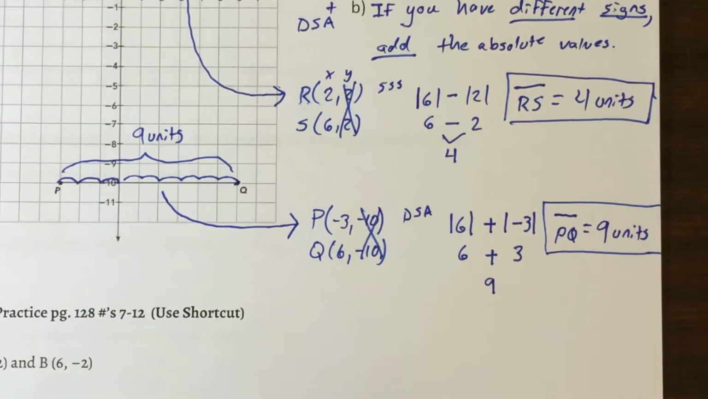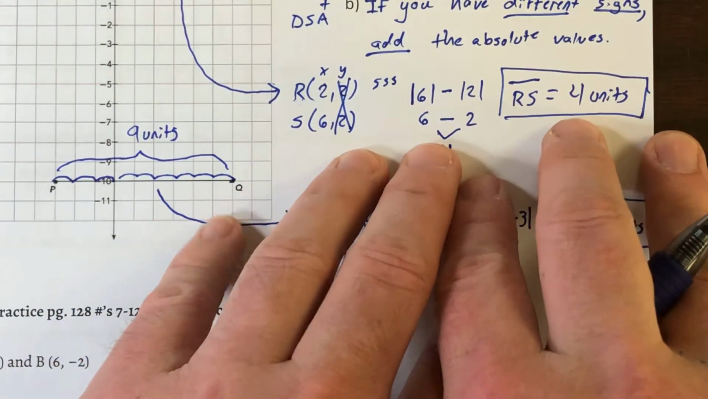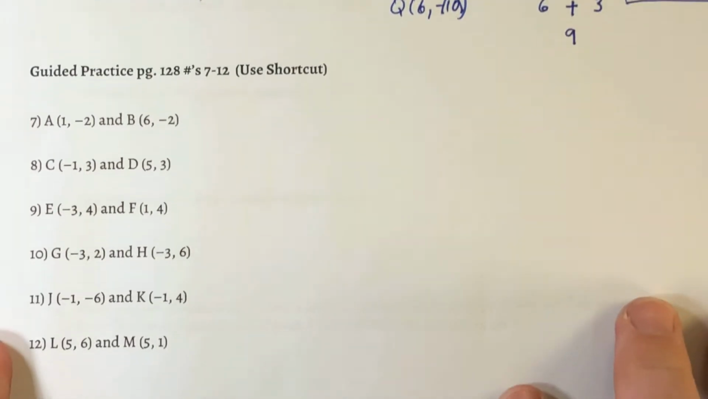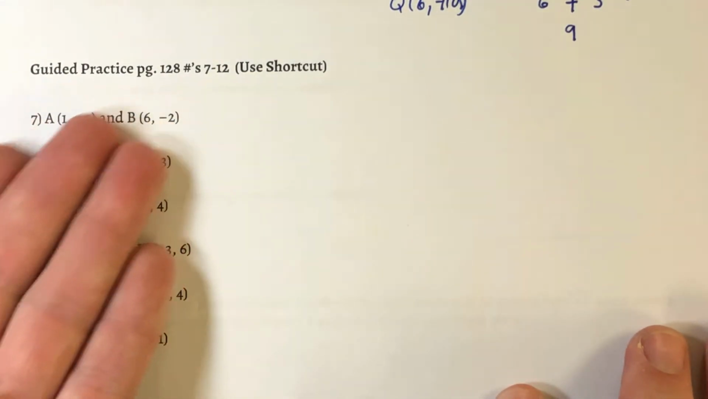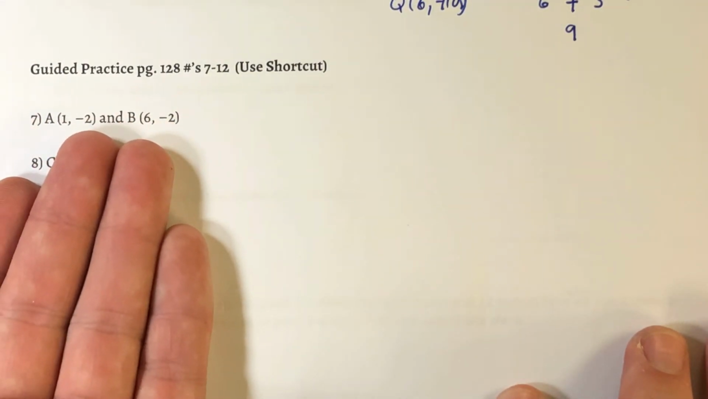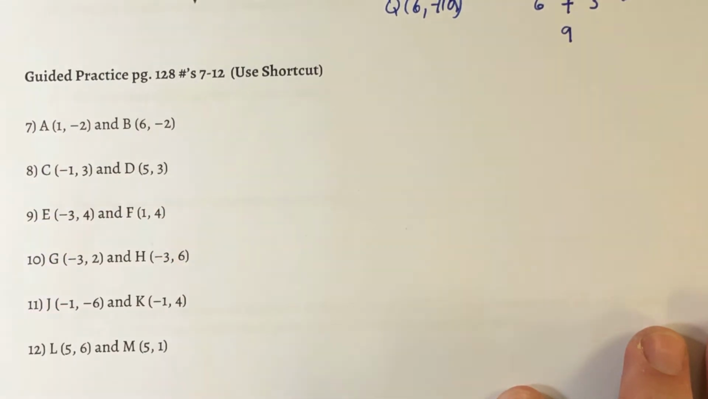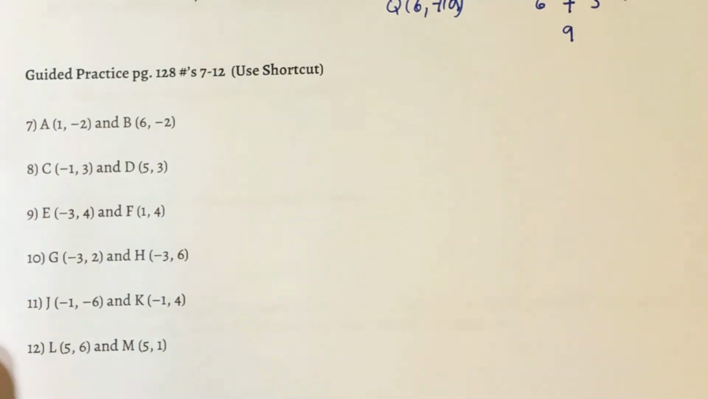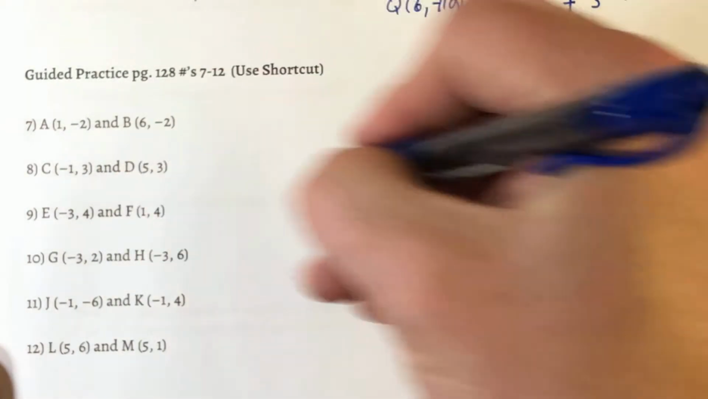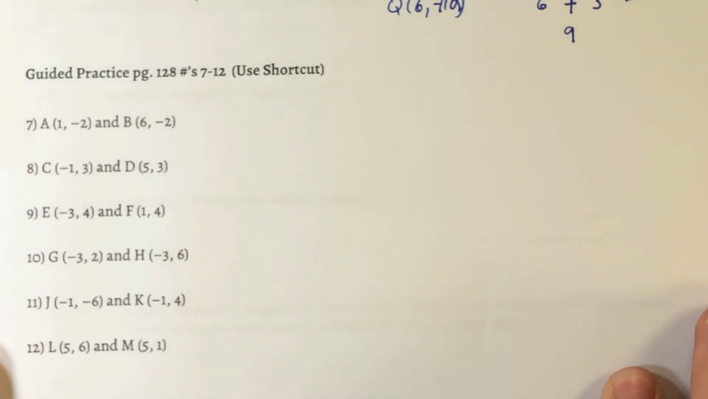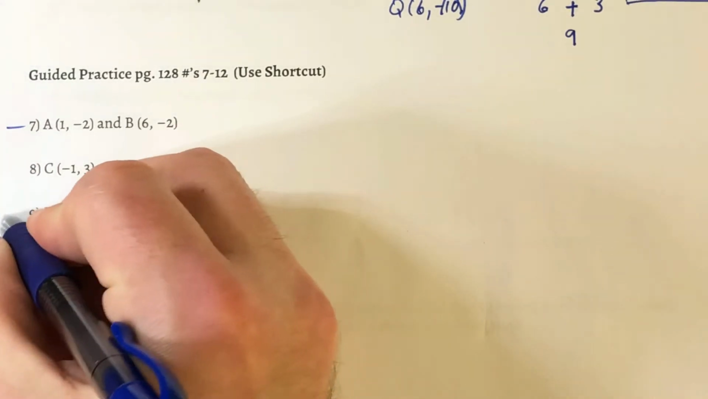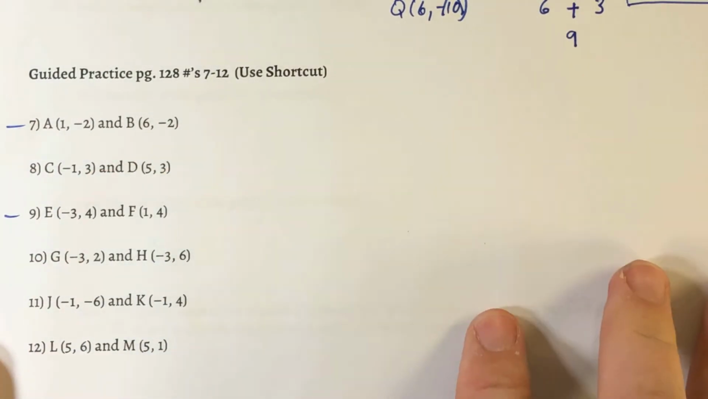Okay, so back to this. This is technically the shortcut, and this is why. Let's say you have a problem that says, find the length of these lines formed by these points. Do you really want to take the time to draw a coordinate plane, plot those points, figure out what you're counting by, and then count? Well, maybe, but yeah, I don't want to. So let's do examples 7 and 9 using the shortcut. We're not going to graph that.